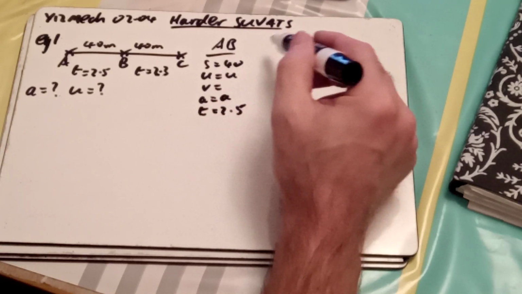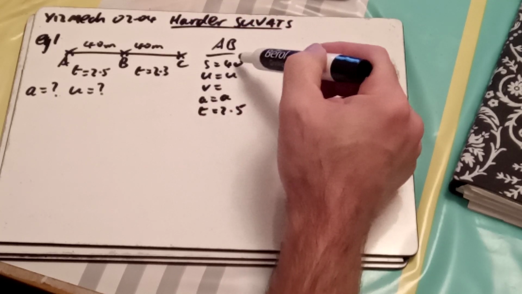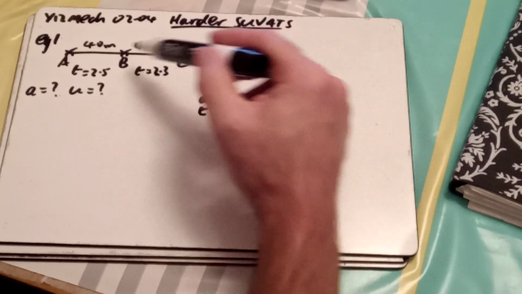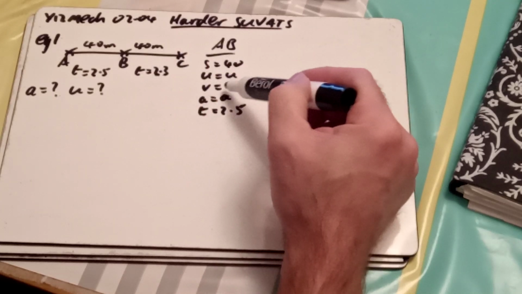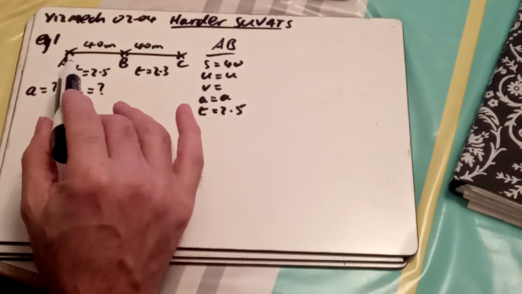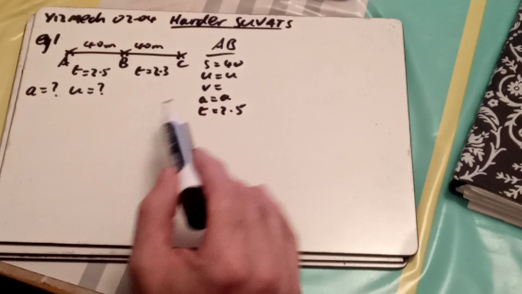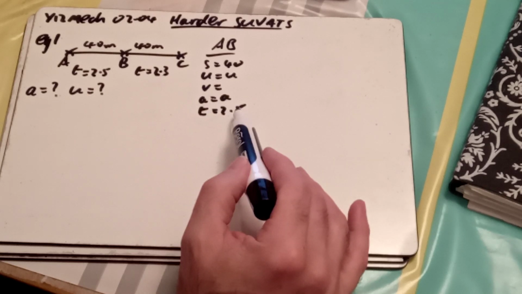I could consider B to C and have its displacement is 40, its initial velocity is actually whatever that value of V is there. So as it goes through B, what is the V value for the first part of the motion becomes U for the second part of the motion, same acceleration and the time 2.3.